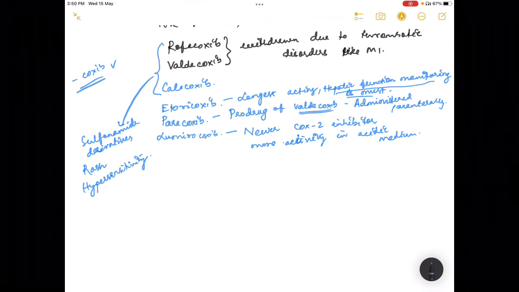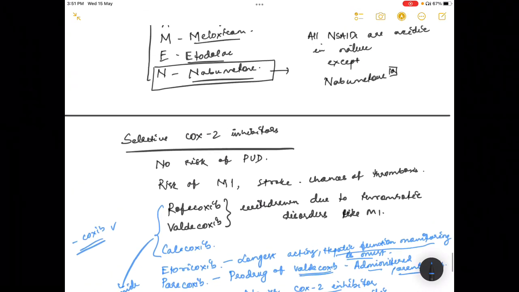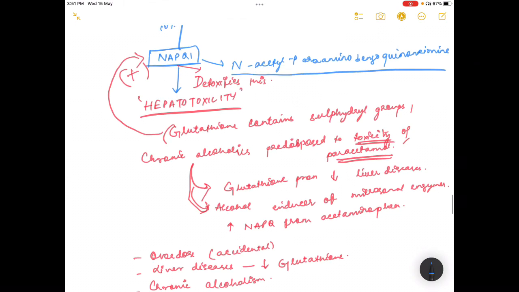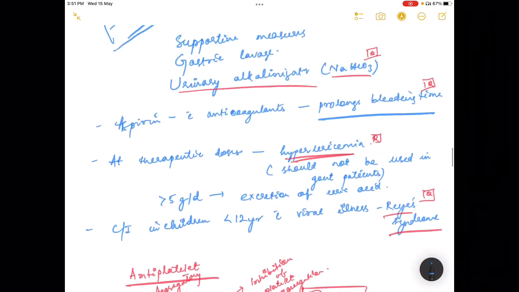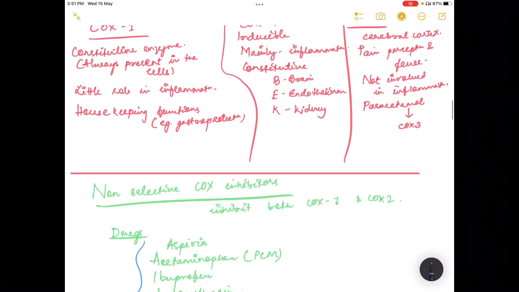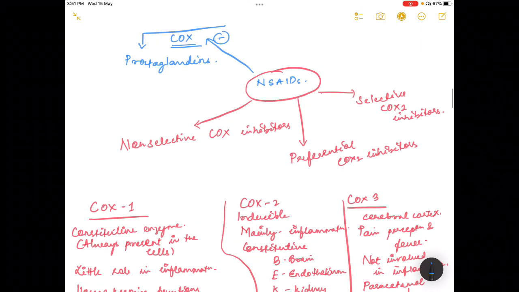Parecoxib is a prodrug of valdecoxib and it can be administered parenterally. Lumiracoxib is a newer COX-2 inhibitor and it has more activity in acidic medium. These are only used in patients where we cannot use the non-selective drugs. So this was all about NSAIDs. In NSAIDs, broadly we discussed that these are non-steroidal anti-inflammatory drugs and how they are classified: non-selective COX inhibitors, preferential COX-2 inhibitors, and selective COX-2 inhibitors.